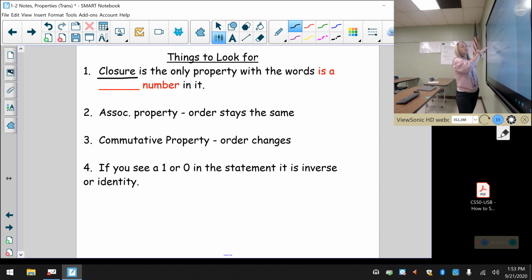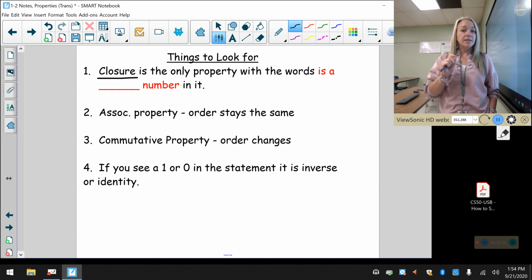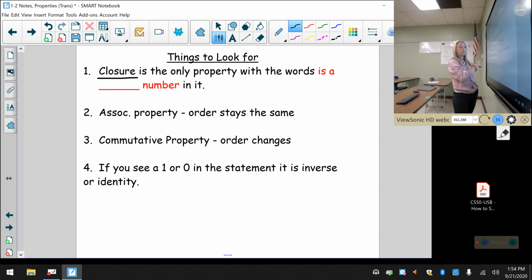Another hint, the associative property, the order stays the same. If the order changes, it's most likely commutative property. But if the order stays the same, but the parentheses change, it's associative property. Okay, commutative property, the parentheses stay the same, but the order changes. If you see a 1 or a 0 in the statement, it's either the inverse property or the identity property, and all you have to do is decide which one. So using these hints, I'm going to do 3 or 4 examples for you that are going to be similar to what you're going to see on your worksheet. So let's go ahead and go through that.